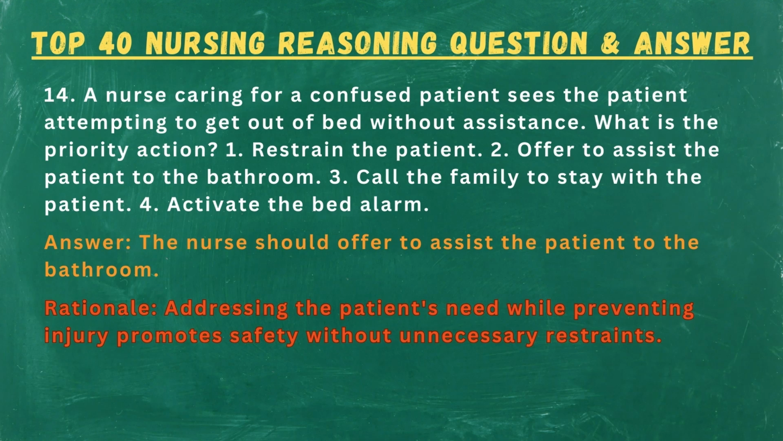14. A nurse caring for a confused patient sees the patient attempting to get out of bed without assistance. What is the priority action? 1. Restrain the patient. 2. Offer to assist the patient to the bathroom. 3. Call the family to stay with the patient. 4. Activate the bed alarm. Answer. The nurse should offer to assist the patient to the bathroom. Rationale. Addressing the patient's need while preventing injury promotes safety without unnecessary restraints.